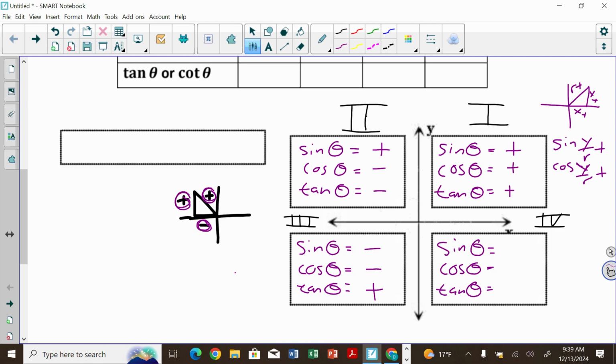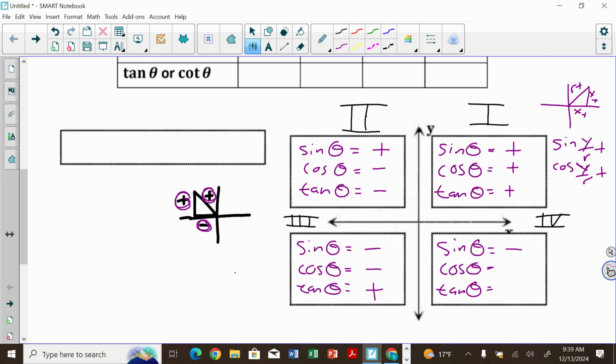Tangent is going to be positive because both your y and x are negative. That's why cosine and sine are negative. But in that case, your ratio for tangent will be positive because a negative divided by a negative would be a positive. And over here, your sine would be negative because your y would be negative.